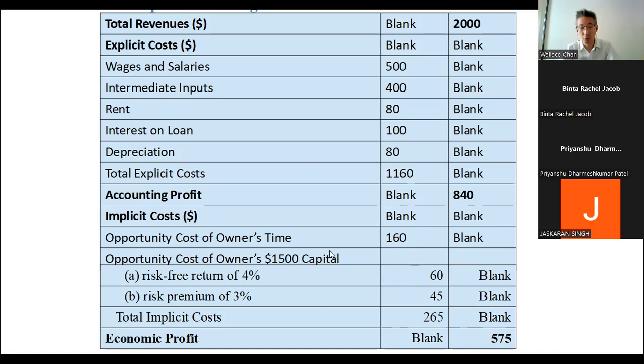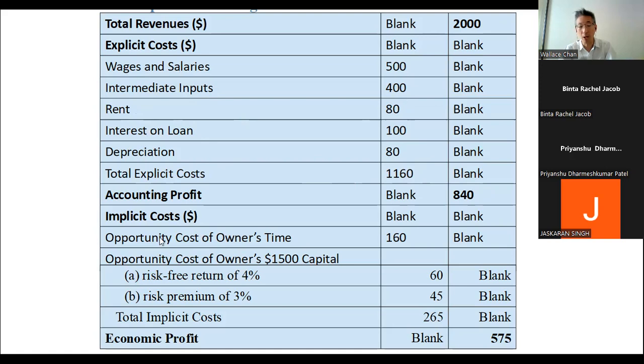Now let's take a look at what the explicit costs are. They are very straightforward, easy to understand: wages and salaries, intermediate inputs, rent, interest on loan, depreciation. When you add them up, you get the explicit costs, and the difference is the accounting profit. Now let's take a look at the opportunity costs.